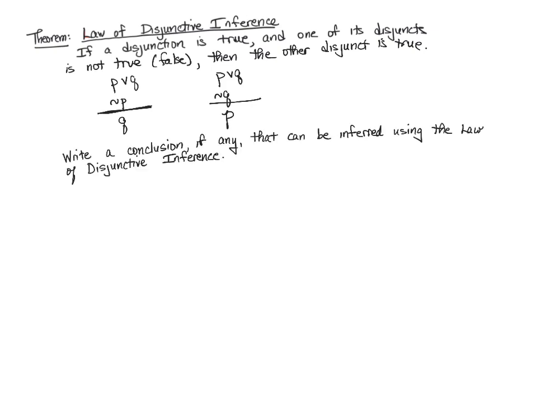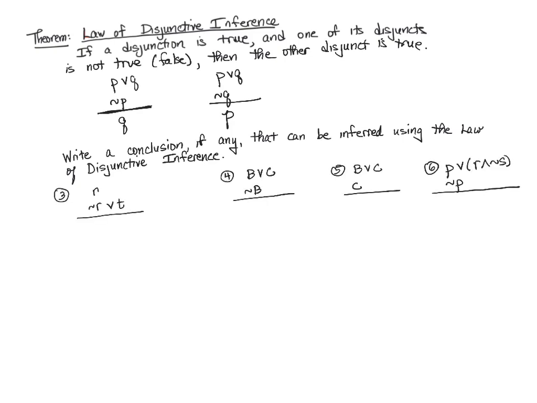So I'm going to list a pair of statements, and I'd like you to write down the conclusion that can be inferred, if possible, using the law of disjunctive inference. And if there is no conclusion, then write no conclusion. And here they are. So here are 4 pairs of statements, and determine what can be concluded using the law of disjunctive inference.